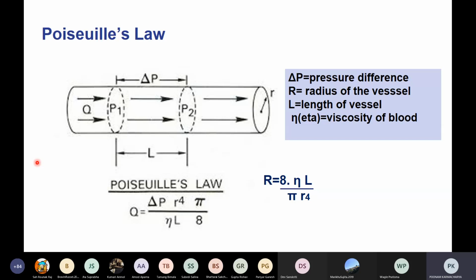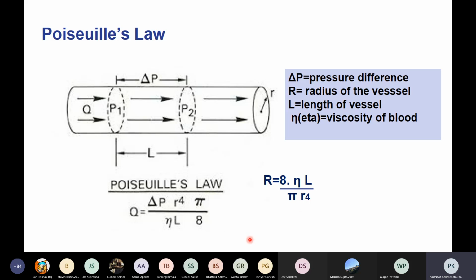This is 8 into viscosity of blood into length of the vessel divided by pi r4. Okay, so Poiseuille's law states that flow of blood is related to a number of factors. Again here it says about the viscosity of the blood, the pressure gradient across the vessel length, and the radius of the vessel. So Poiseuille's law also talks about the resistance and how each factor affects it.